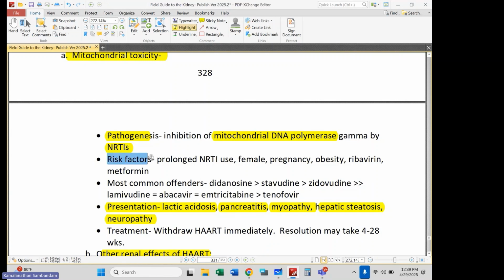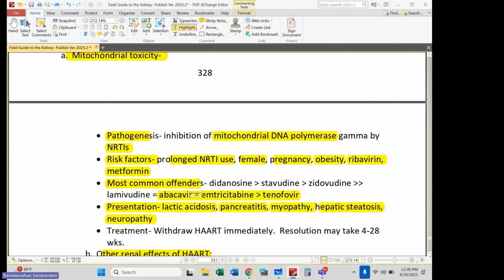Here are the risk factors: prolonged use of NRTIs, in general, smaller patients, and females would be generally smaller, pregnancy, obesity, co-administration with other drugs that can affect mitochondrial function, including metformin and ribavirin. Okay. There is a relative risk according to the NRTI that's chosen. The most common NRTIs that you're going to see now are emtricitabine and tenofovir. These are generally lower risk, but can still cause this disease.